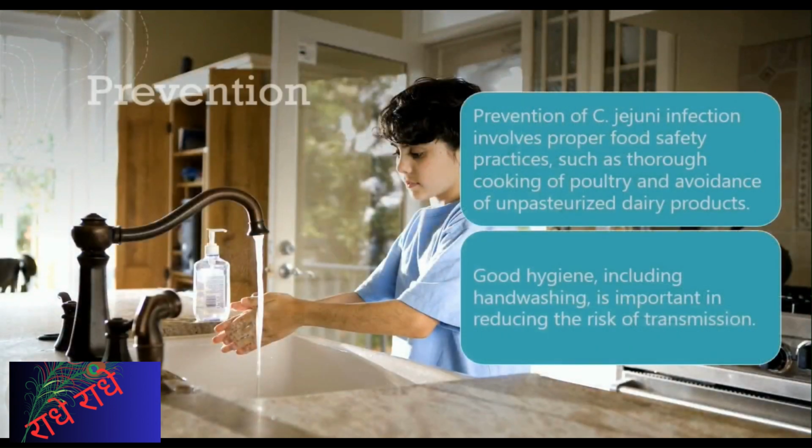Preventive measures against Campylobacter jejuni infections are of great importance. Thorough cooking of poultry and avoiding of unpasteurized dairy products are essential safe food practices that can reduce the risk of transmission. Additionally, hand washing and other good hygiene practices should also be employed to better protect against this potentially dangerous infection.